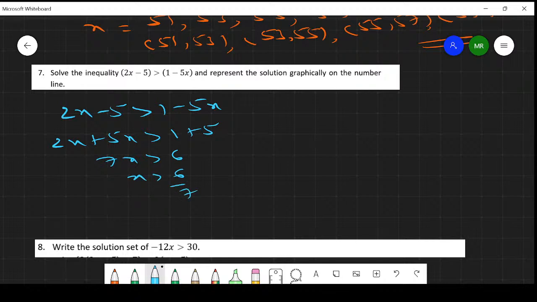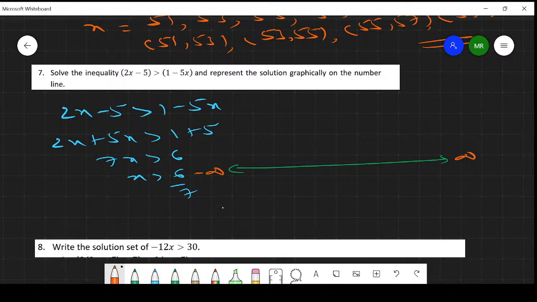Just verify what I have done: transfer variables to one side, numbers to one side. 7x greater than 6, x greater than 6 by 7. They are asking to represent it on the number line. When they ask on the number line, you draw the number line. You can write this is minus infinity, and this is plus infinity. Real line.